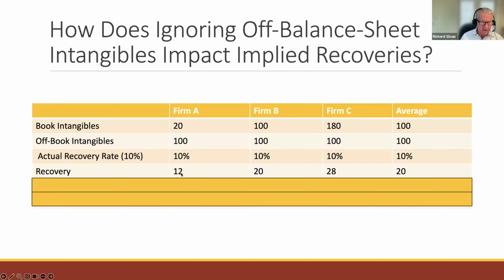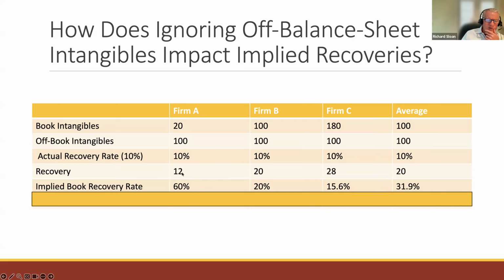Then we come along and do the Kamani-Amar procedure and estimate the recovery rates. Here you're going to get a $12 recovery, 10% of 120. They'll say, we got a recovery of 12, but we've only got book intangibles of 20. That's a 60% recovery rate. Then for the next firm, the recovery was 20, 10% of 200, but they'll take the 20 and divide it only by the 100 and come up with 20%. And for this firm, it's 10% of 280, or 28, and they'll divide the 28 by the 180 and come up with 15.6%.